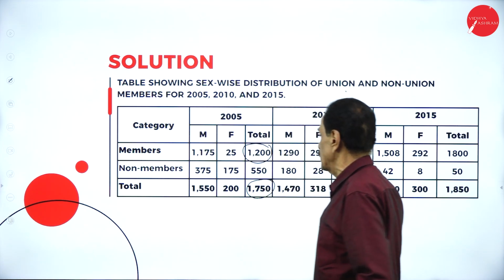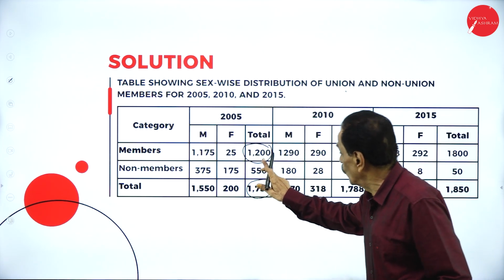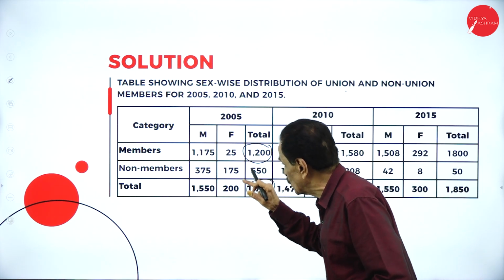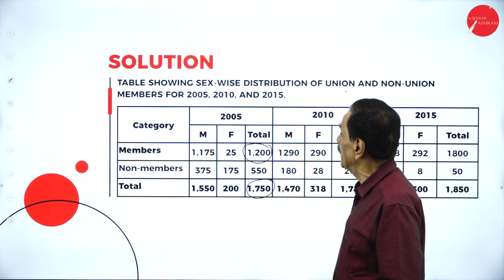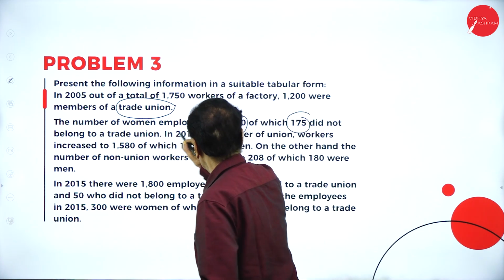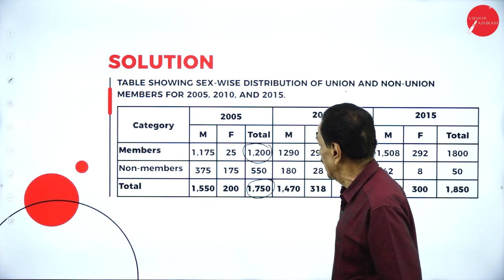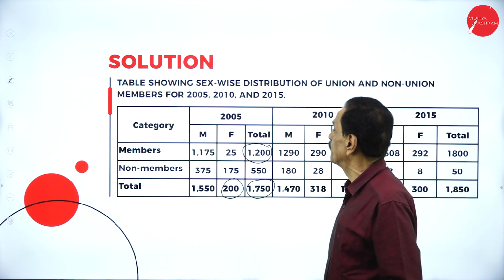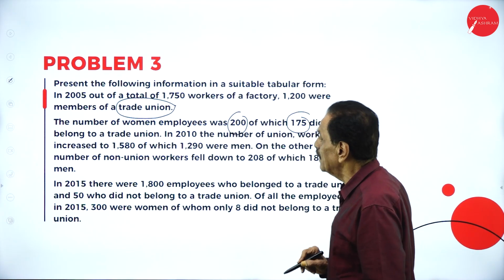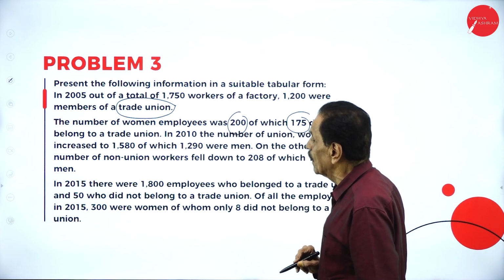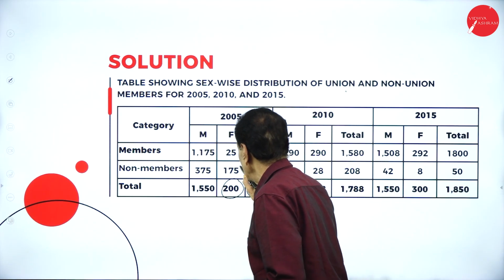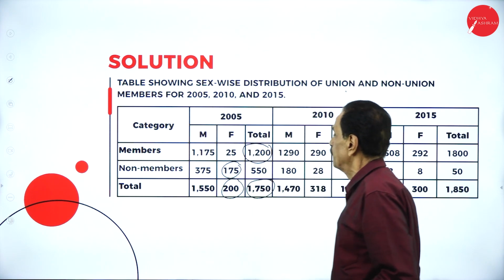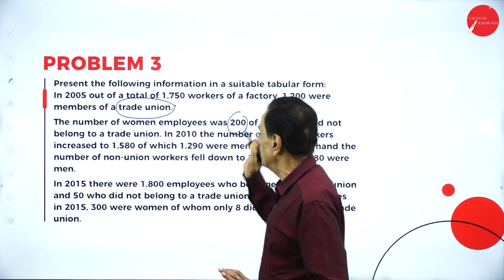Out of 1,750, only 1,200 are members of the trade union, which means 550 do not belong to the trade union. Then, the number of women employees was 200, he says. How about if 175 did not belong to the trade union? Here, 175 are the non-members, which means 25 are members. So, come back here.